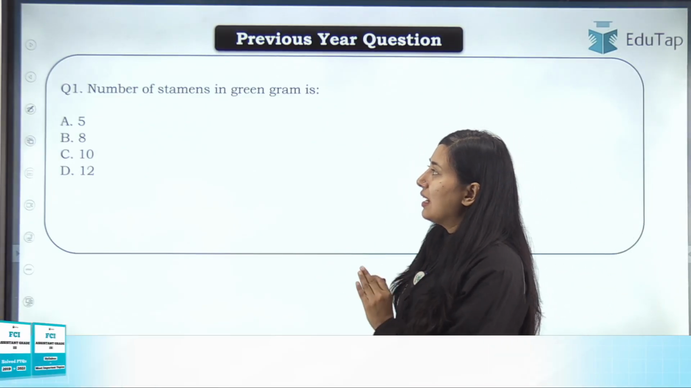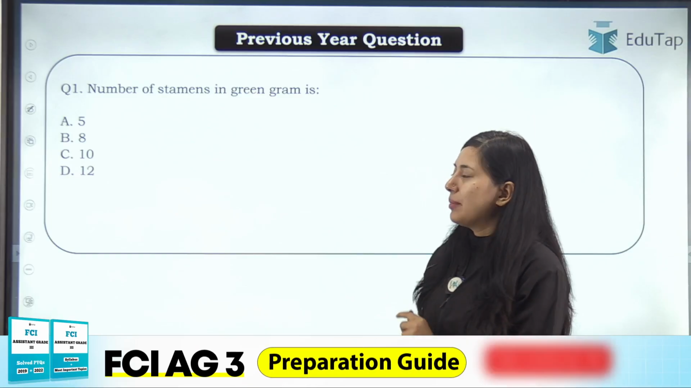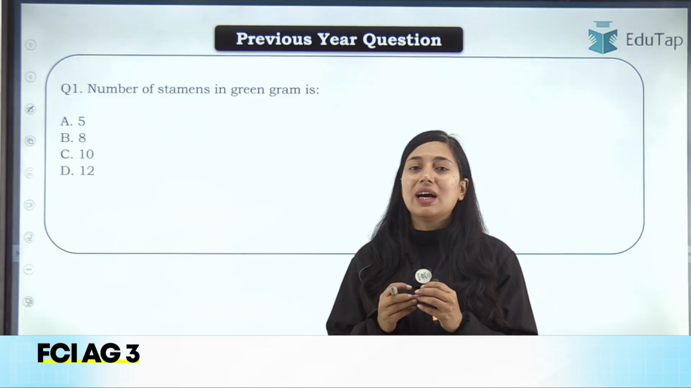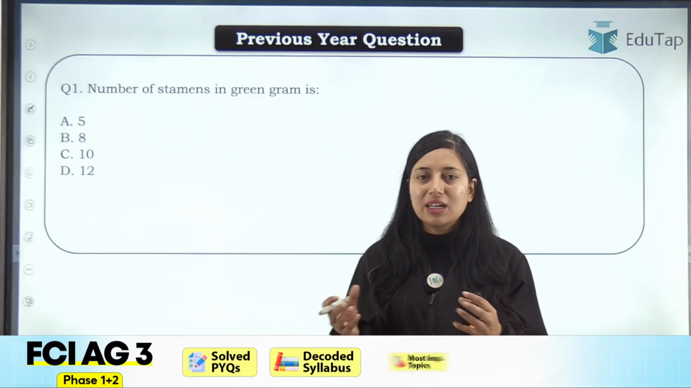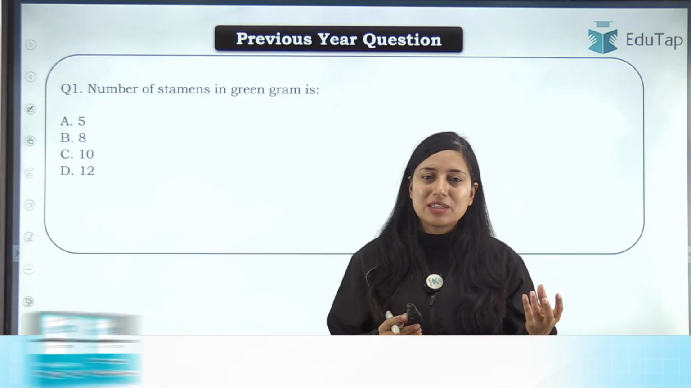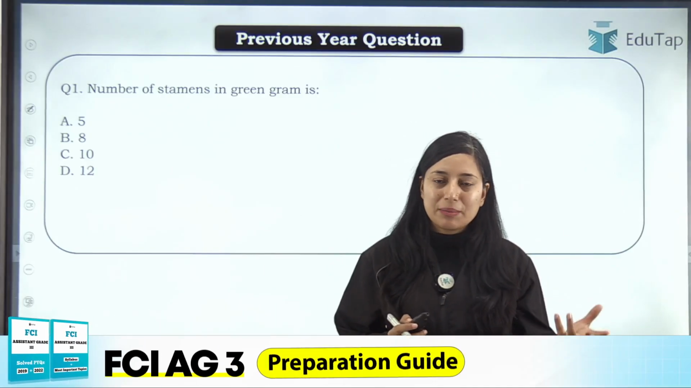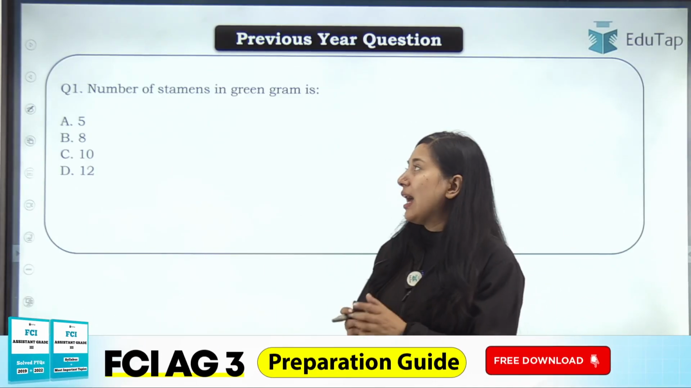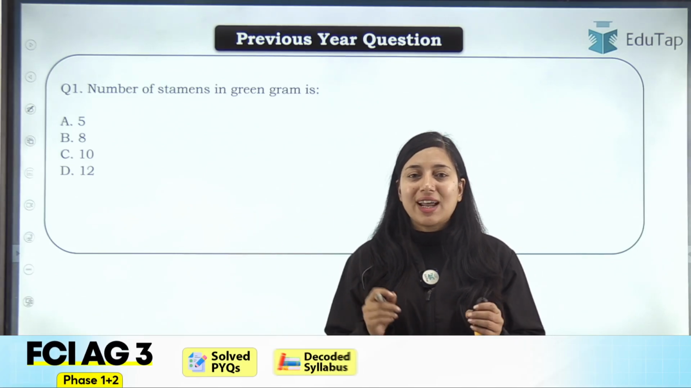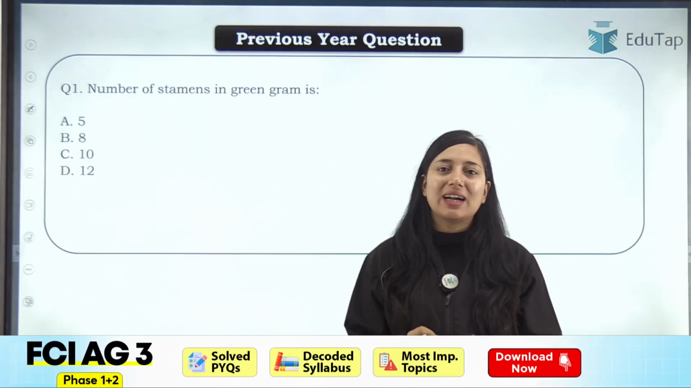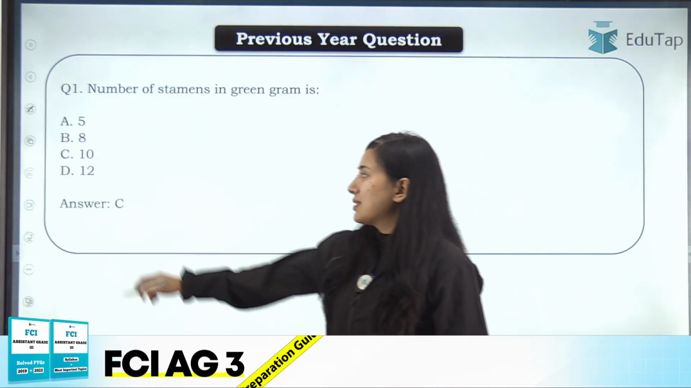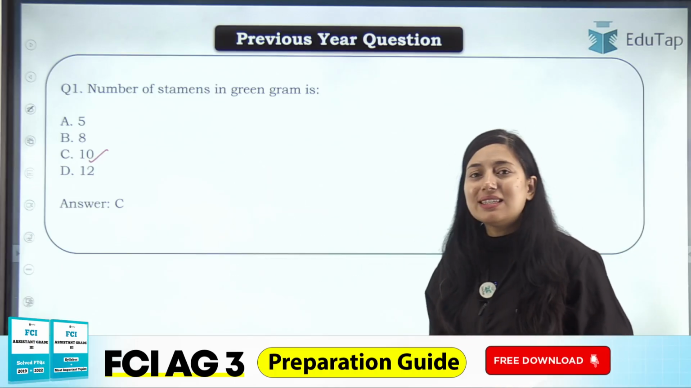So question 1 is: number of stamens in green gram is. So students, this is a question of botany. Okay, you will read about stamens and carpels, right? So there we get to know that in some plants only one stamen is present, in some plants more stamens are present, right? So you have to also learn the examples. You can see questions have been asked from examples. So if there are any examples given in your NCERT, you have to learn those examples also. So the right answer will be option C, 10. Okay, so in green gram basically 10 stamens are found.